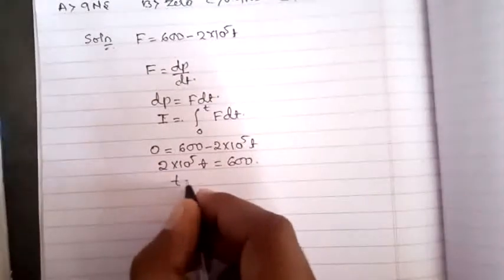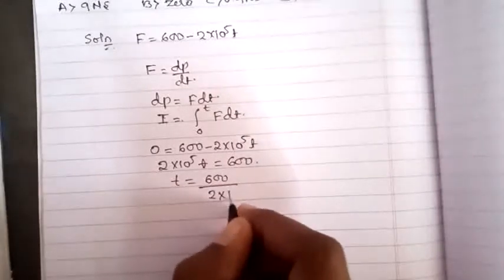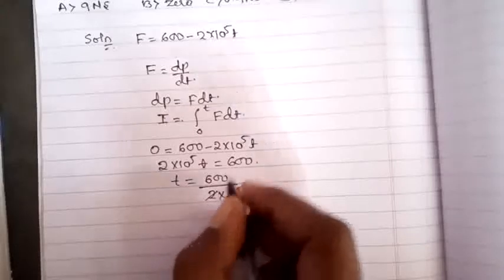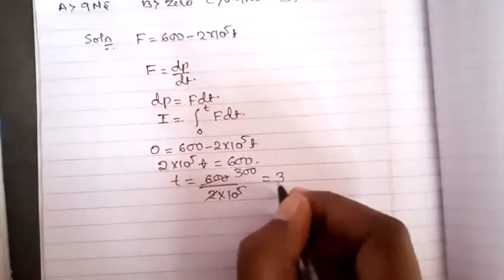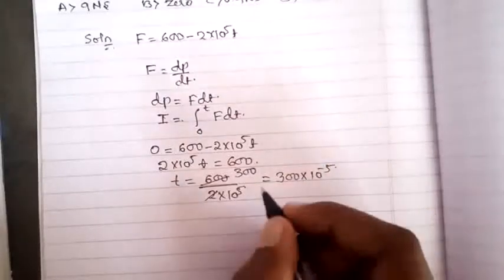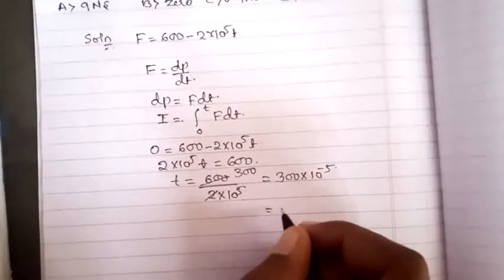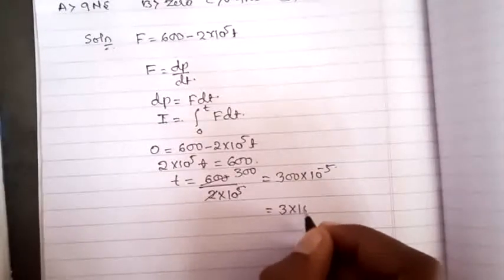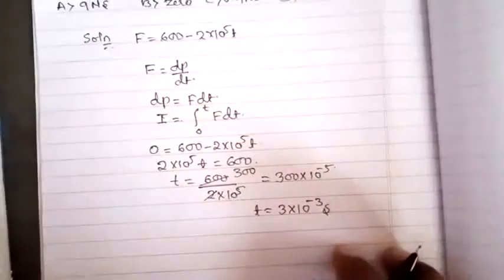Then t is equal to 600 divided by 2 into 10 to the power of 5. 2 ones are 2, 300s are 300, so 300 into 10 to the power of minus 5. I will take 10 to the power of plus 5 to the numerator, that becomes 10 to the power of minus 5. It is 3 into 10 to the power of minus 3 second. Okay, it is the time now.